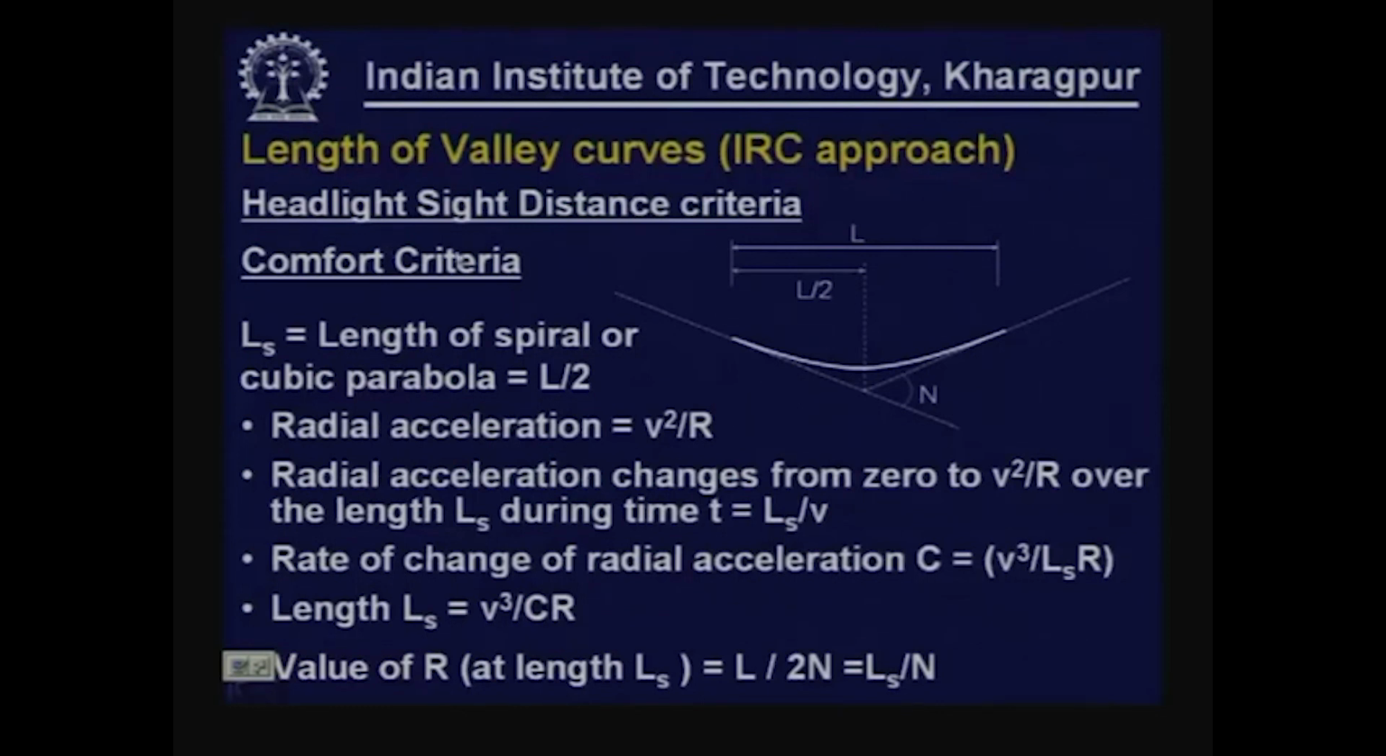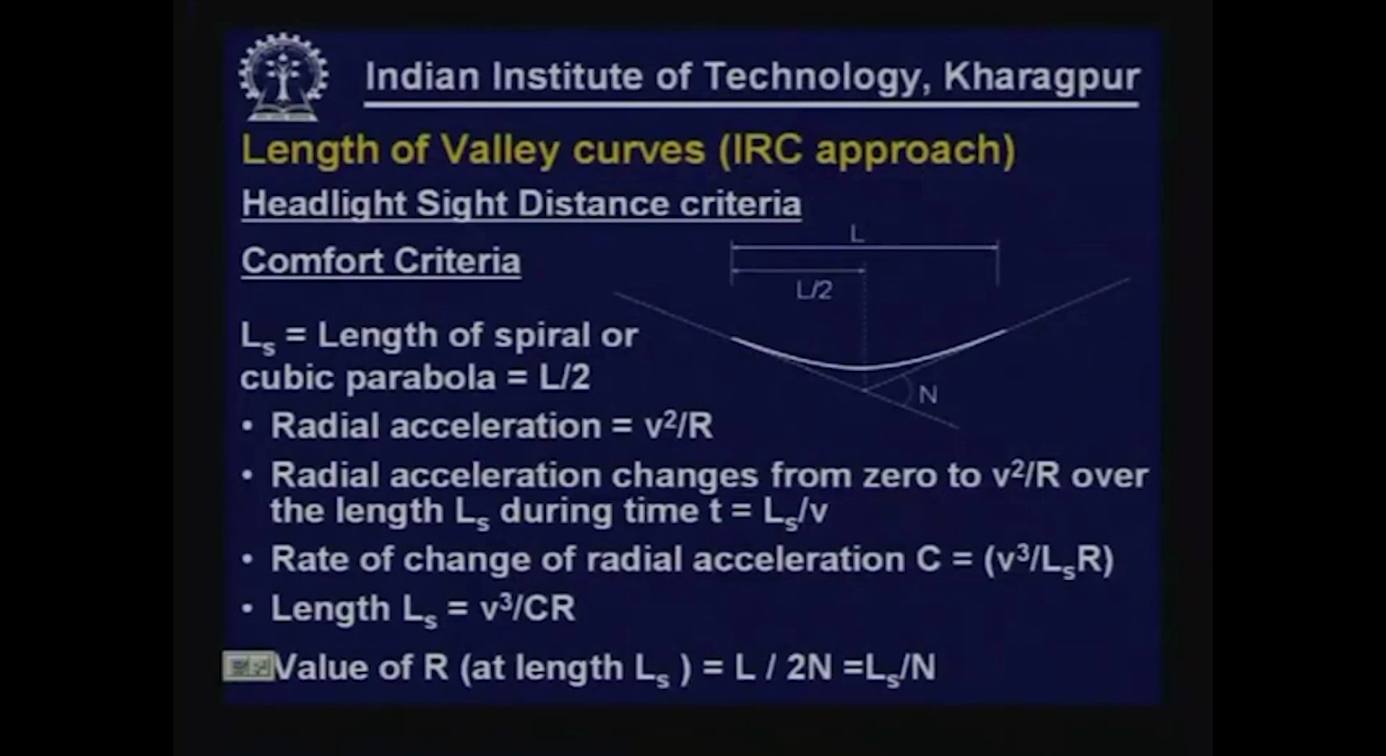We told that comfort criteria could be a basis. Now, in this case, let us quickly try to see how we can calculate even the required length. In many textbooks in India the same approach is given and you can also calculate the length. Here the valley curve is considered as two spirals, two transition curves, without a circular curve in between.